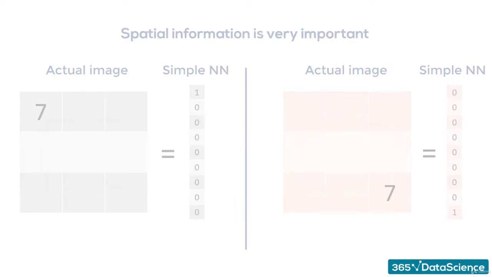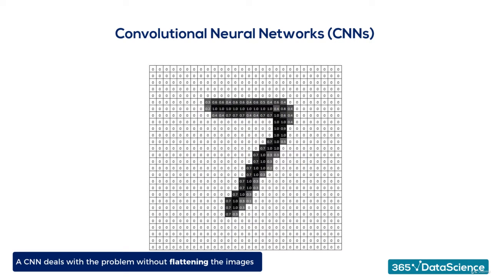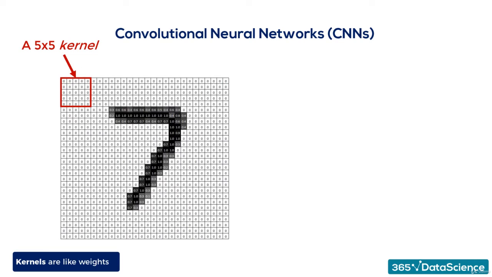A convolutional neural network solves this problem by dealing with the original 28 by 28 photos without flattening them. Instead, it applies tiny, say 5 by 5 so-called kernels to every possible position of the image. Kernels are like weights.